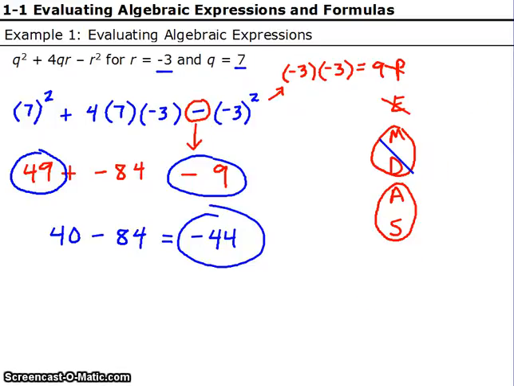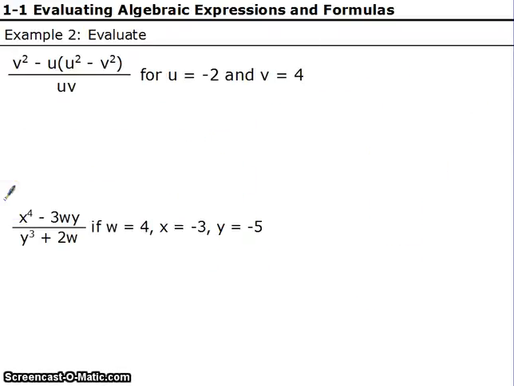All right, let's try a couple more difficult ones here. v squared minus u times u squared minus v squared over uv. All right, so let's plug everything in. Remember, we're going to use our own parentheses for each one. So it's going to be 4 squared minus negative 2.